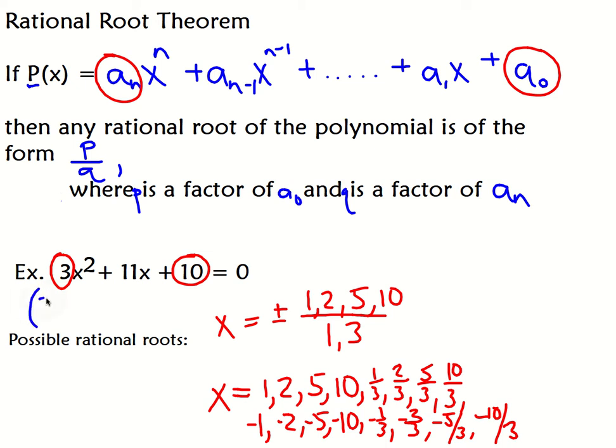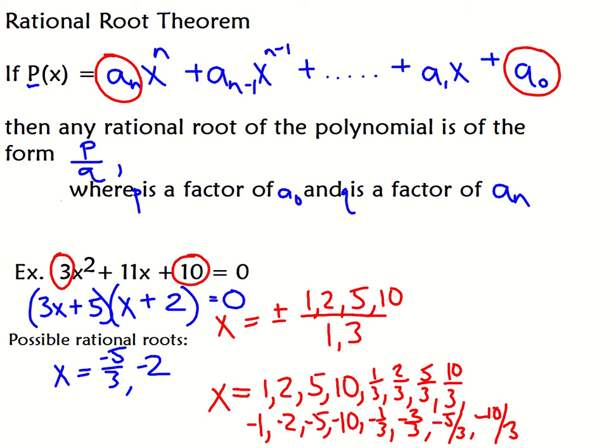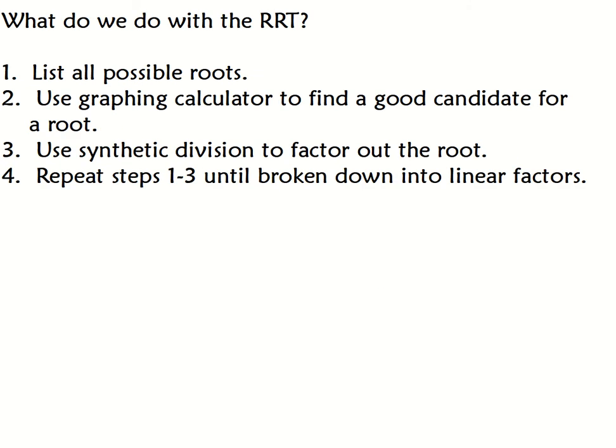This actually factors into 3x plus 5 and x plus 2. And so if we solve that, we would get x equals -5/3 and -2. And you can see that -2 and -5/3, they're both on our list, which means that the rational root theorem is doing its job. So here's how we're going to use the rational root theorem.